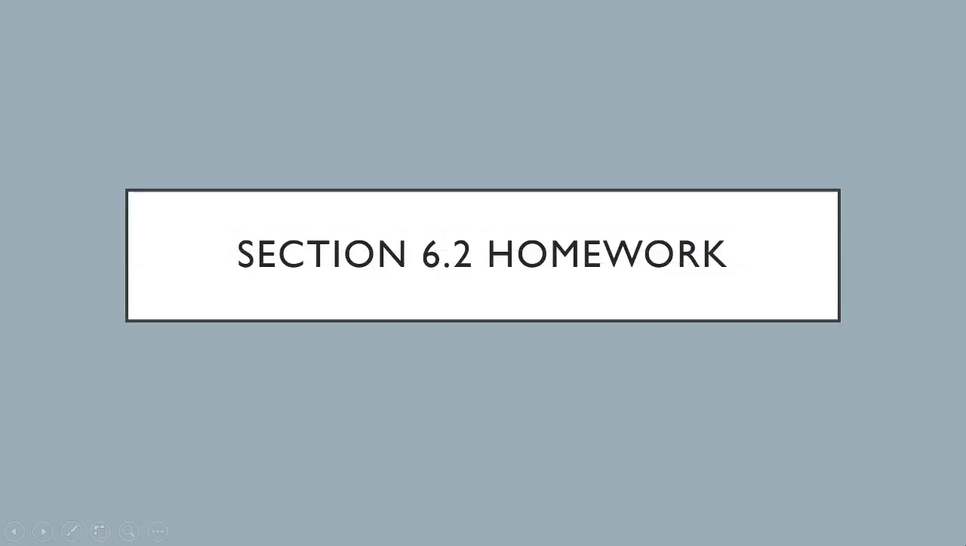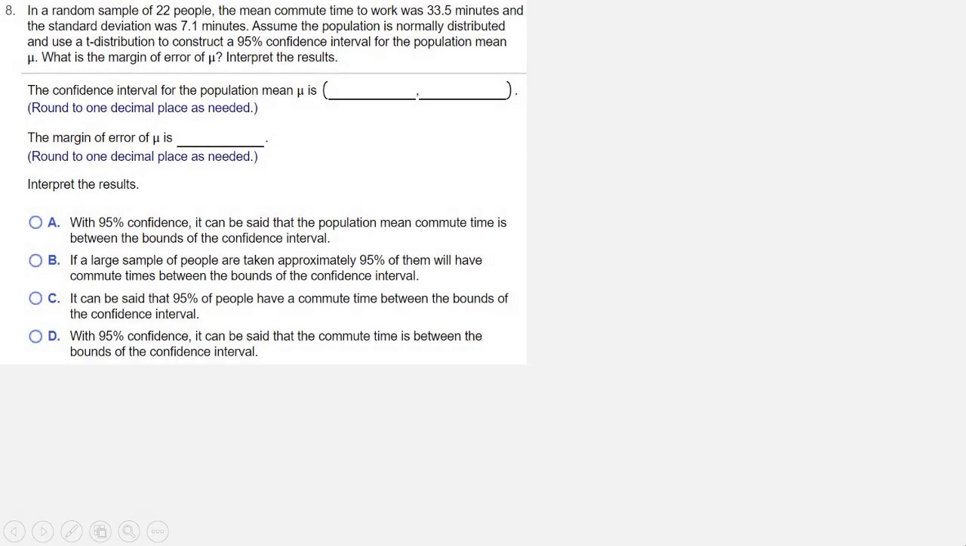We're looking at homework from section 6.2. It's question number 8. In a random sample of 22 people, the mean commute time to work was 33.5 minutes, and the standard deviation was 7.1 minutes. Assume the population is normally distributed, and use a t-distribution to construct a 95% confidence interval for the population mean, mu. What is the margin of error of mu?